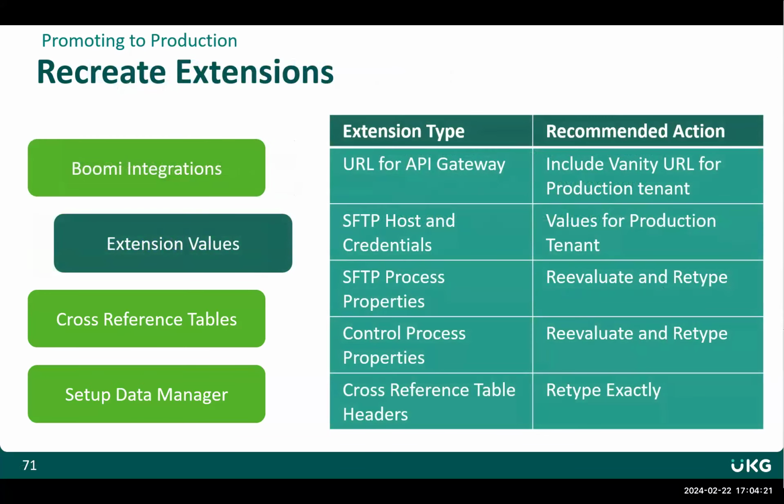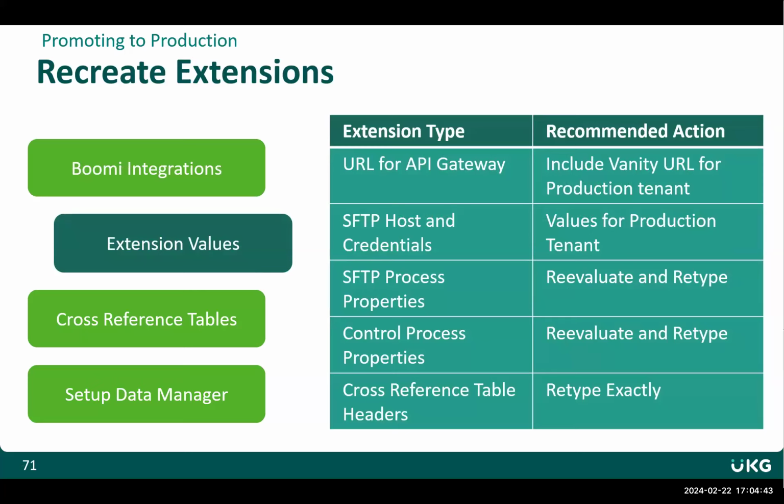So the API gateway is going to be the vanity URL of the production tenant /API. The SFTP credentials for the UKG internal connector is going to be the SFTP internal, the production internal SFTP credentials.